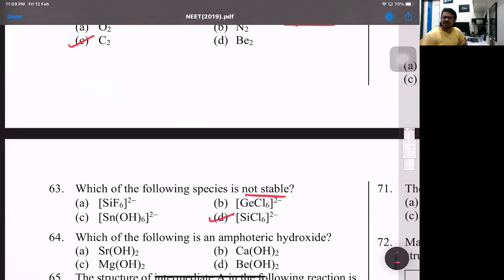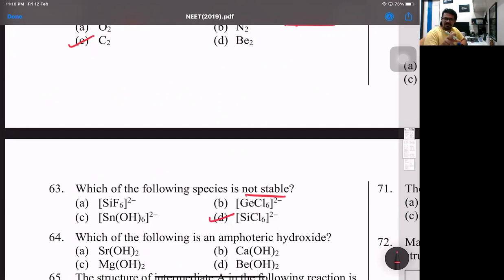Then what is the problem with D? In SiCl6, what is happening? Silicon is in +4 oxidation state, so size is small. Cl size is bigger. So because of bigger size, is this clear? We will say it's not possible to accommodate the chloride. And second, the electrons which are present, they also will not have attraction amongst themselves. There'll be more of repulsion there. So 63 is D. It's a good question.